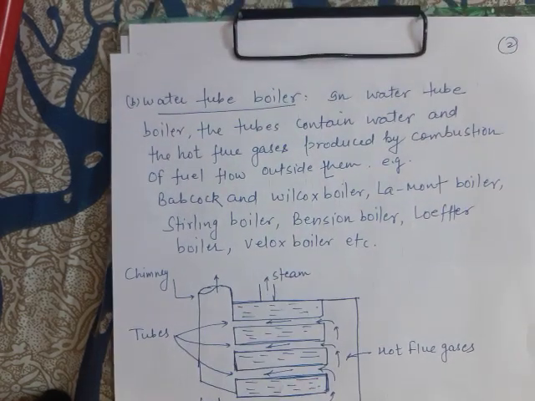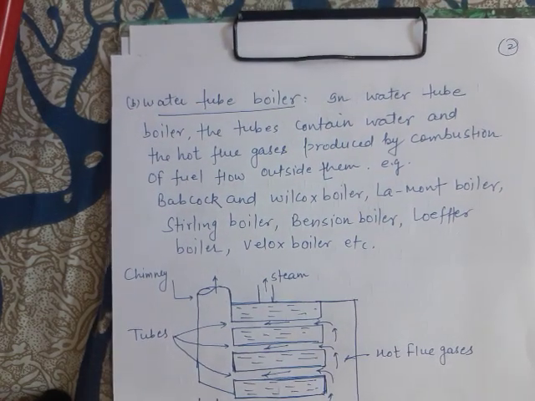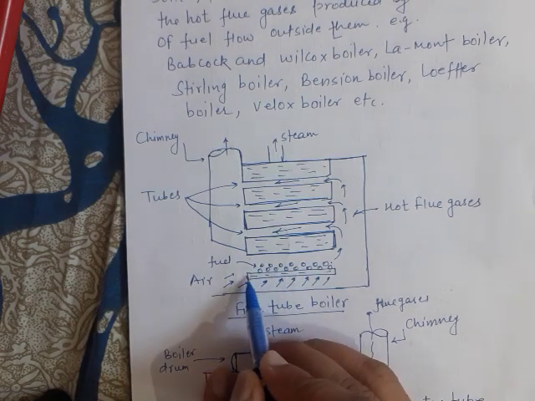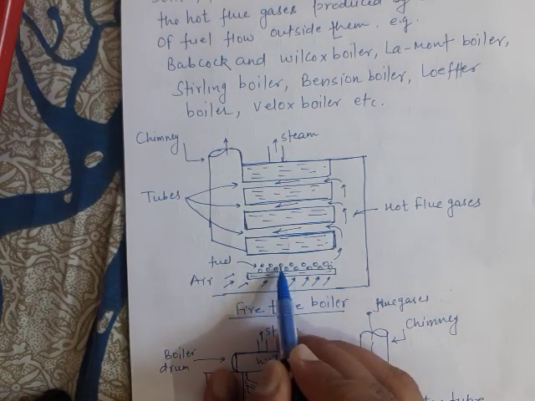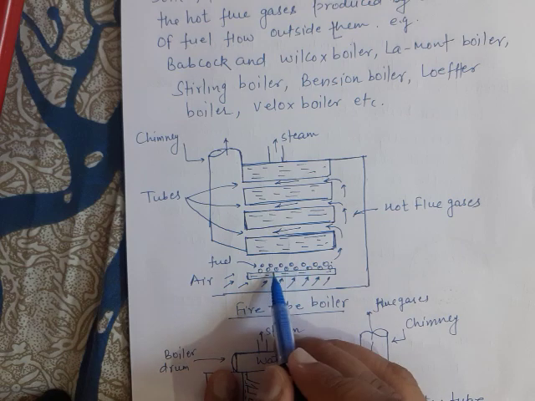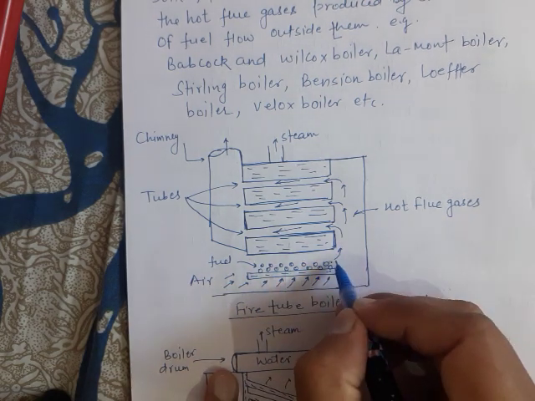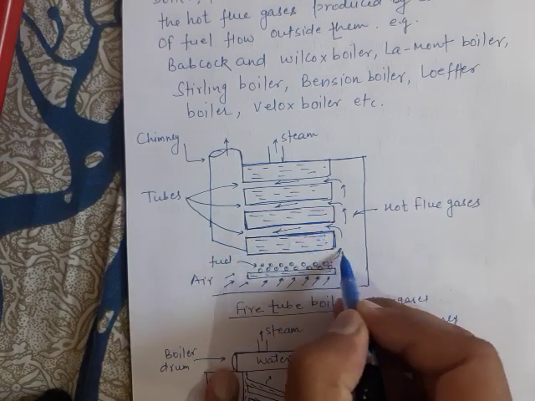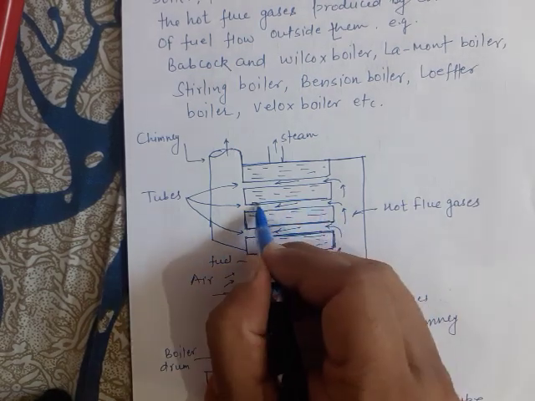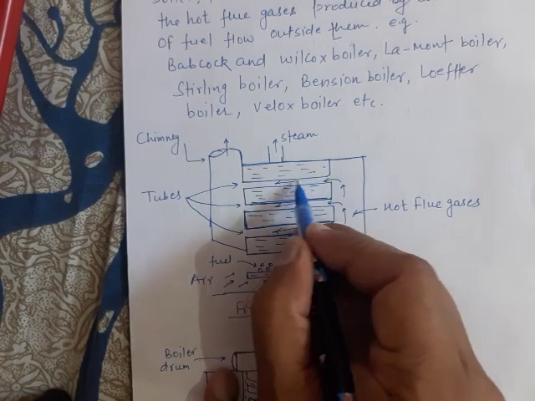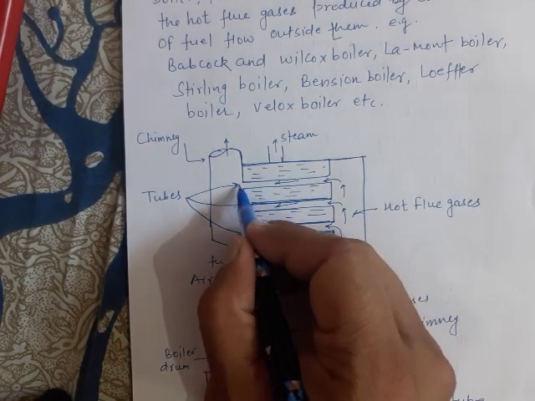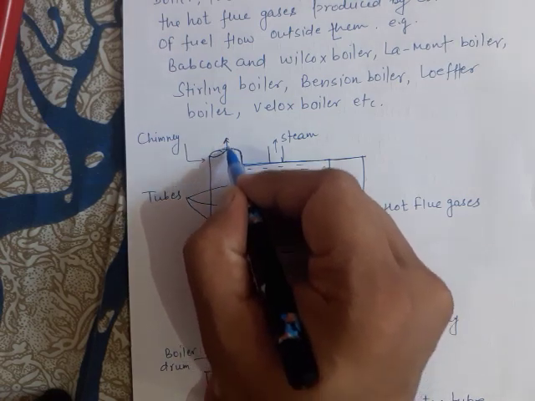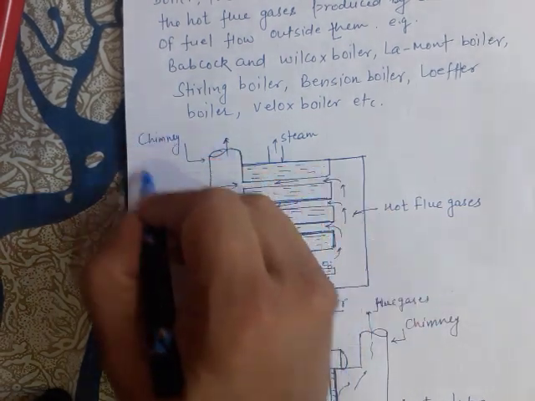Please observe. First let's see the fire tube. What is the meaning of fire tube boiler? This is the grate where the combustion of the fuel is taking place. Air is supplied. From the combustion of the fuel, hot flue gases are generated. Now these are the tubes through which these hot flue gases are flowing, and then hot flue gases leave the boiler through this chimney to the atmosphere.